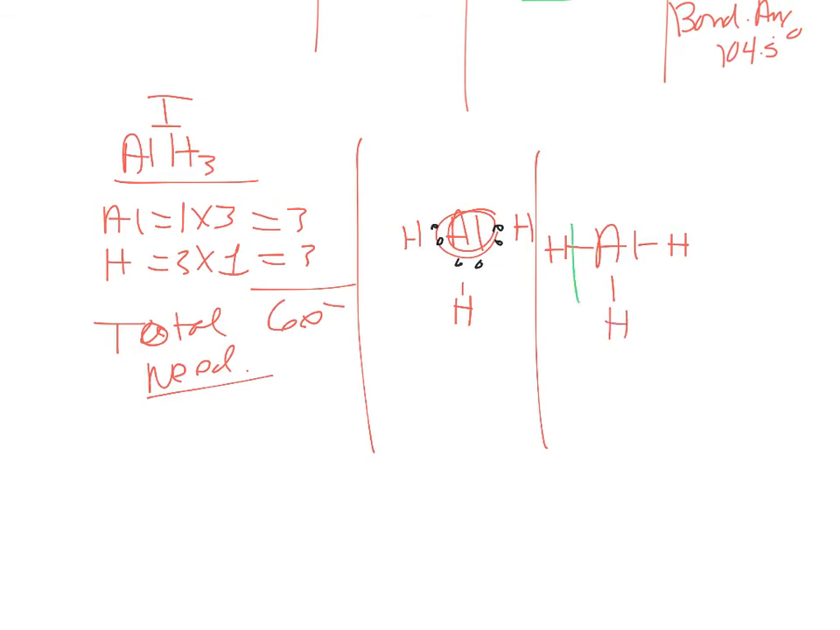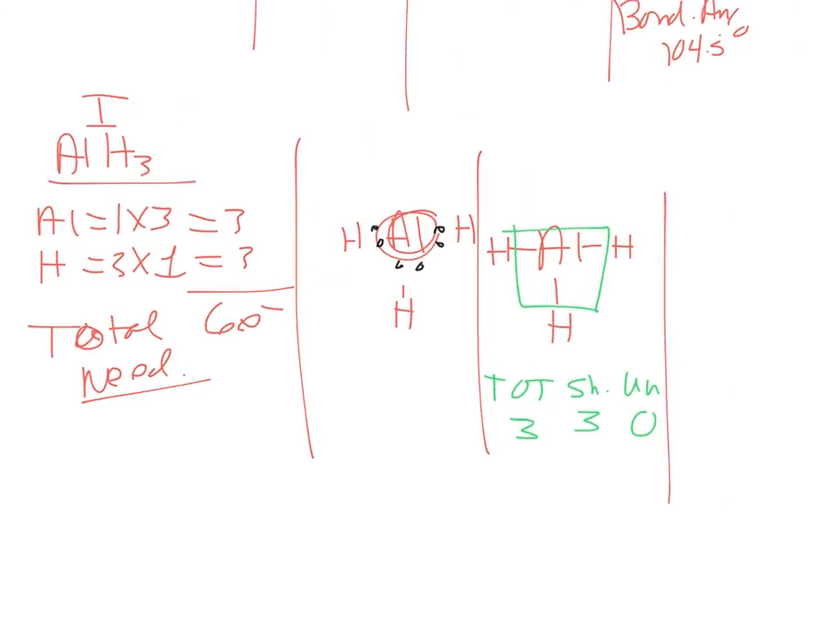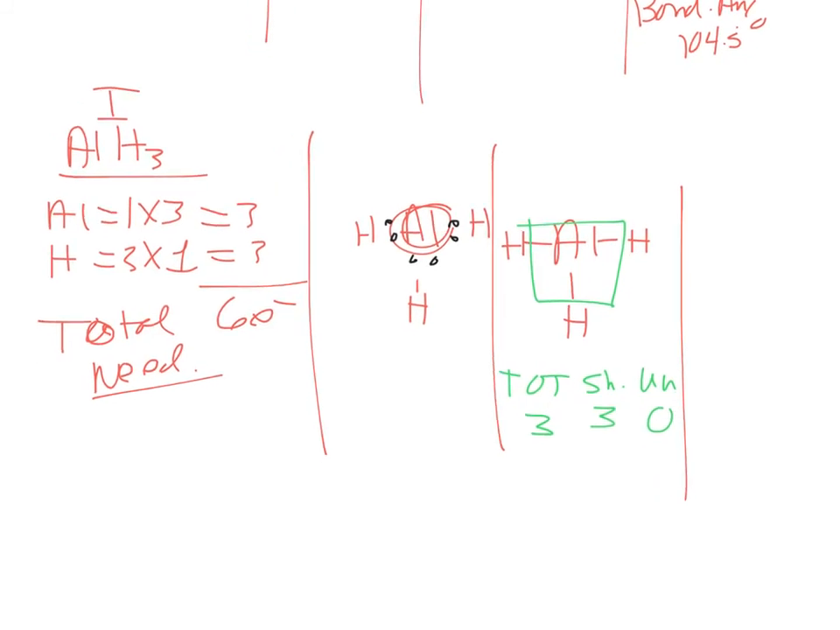And when we do the total shared and unshared, we're going to see that the total areas around aluminum that have electrons are only 3. Shared with 3 other atoms, unshared, none. So this is a 330. And when you look up a 330 in your shape box, you're going to get something called a triangular planar. And the bond angles on a triangular planar are 120 degrees.